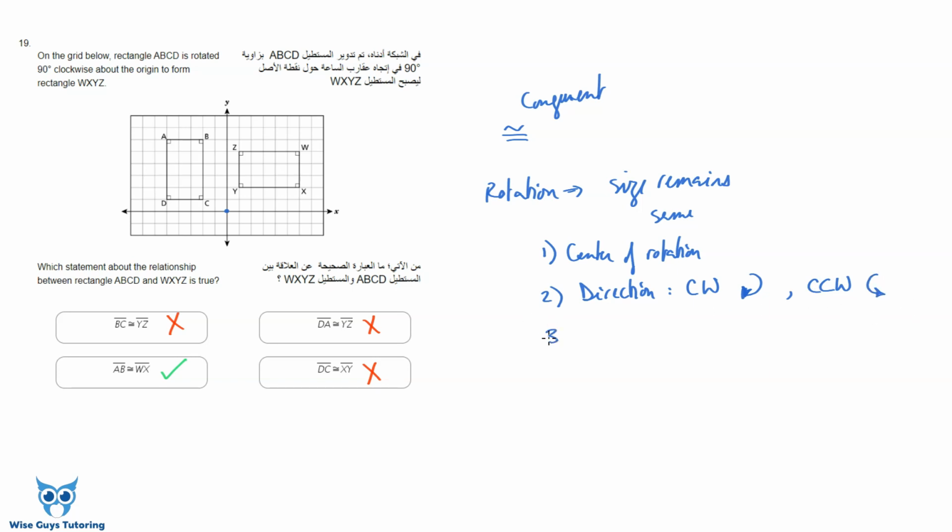Third thing you need is the degrees of rotation. Normally what you'll see is 90 degrees, 180 degrees, and 270 degrees. But rarely will you see 270 degrees because they're kind of the same, right? If you look at a circle, if this is the center, then 270 degrees that way is the exact same thing as 90 degrees that way. So usually they just use 90 and 180.